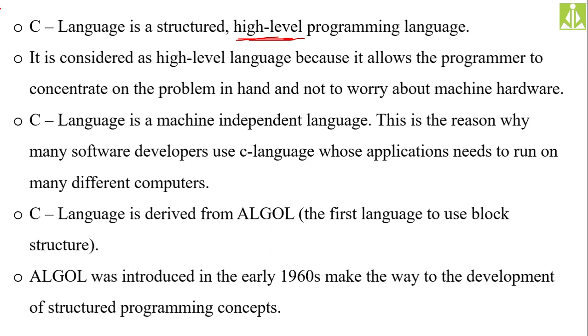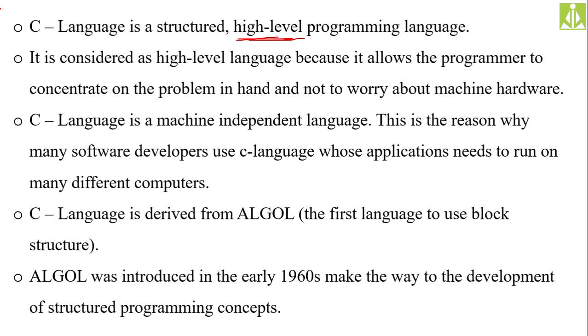This is the reason why many software developers use the C language to develop their applications. They write the application program, or the program code, on one machine, and when they go to a different machine, they don't need to write the complete code once again. Rather, we simply copy the object code and run it there to get the output. This is the concept of machine independence. Because of this also, we call the C language a high level programming language.